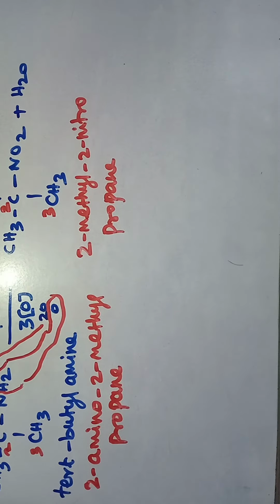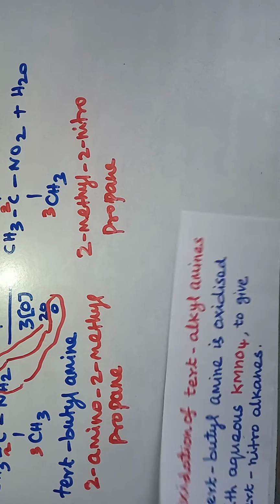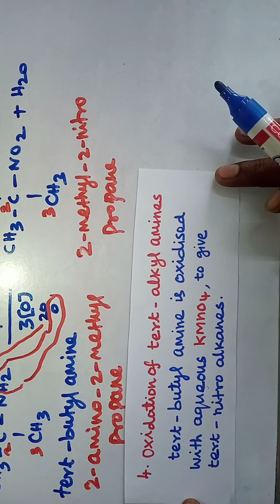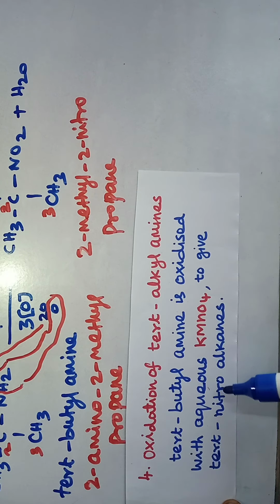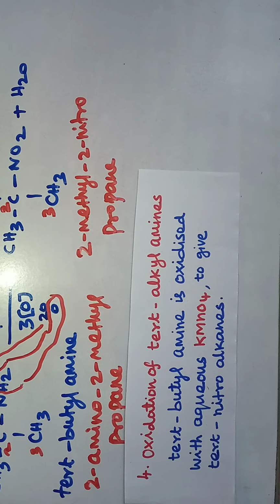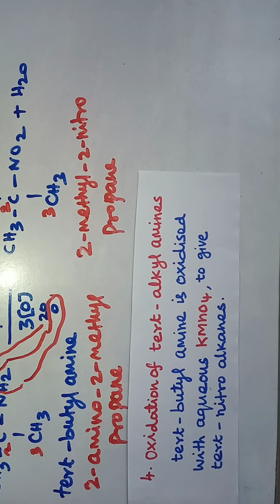So this is the oxidation of tertiary alkylamine. In this method, tertiary butylamine is oxidized with aqueous potassium permanganate. It gives tertiary nitroalkanes. I hope you understand, student. Okay.